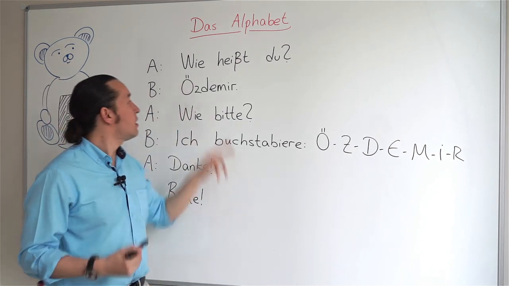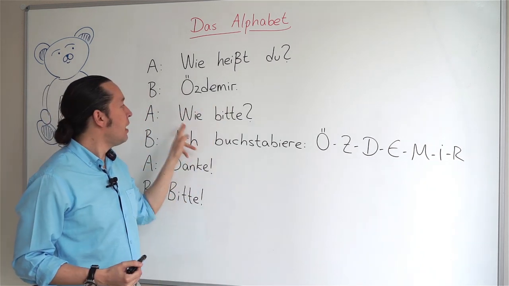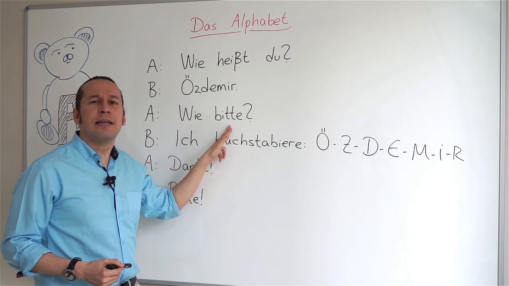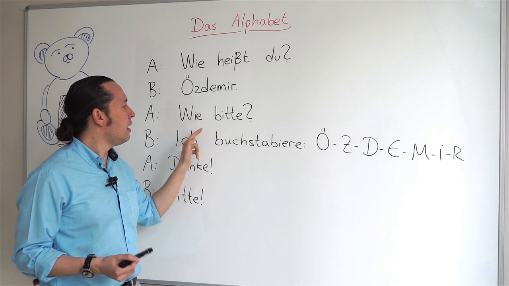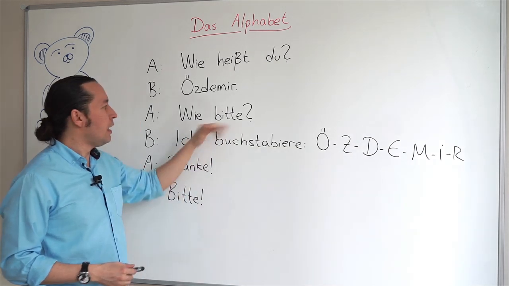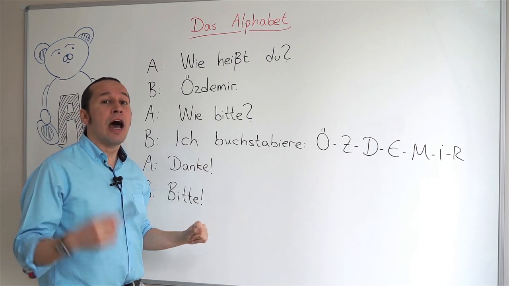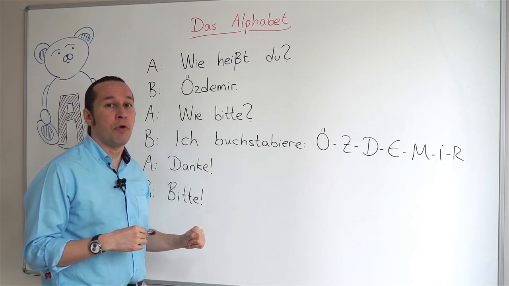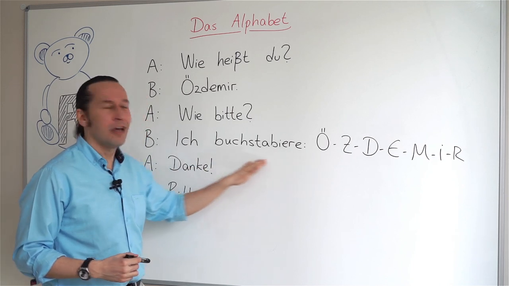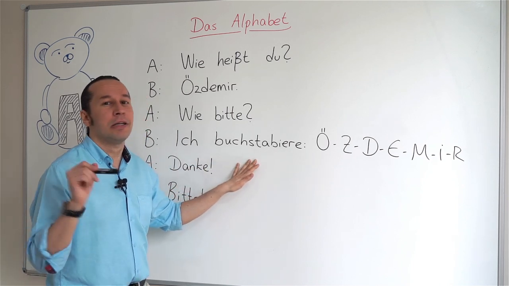So, my surname is Özdemir, okay? And here we see, wie bitte? Wie bitte? This stands for pardon me. Okay, so pardon me stands for, in German, wie bitte? Okay, so if I say I am spelling this word, that seems to be a little bit confusing and complicated, but it isn't.